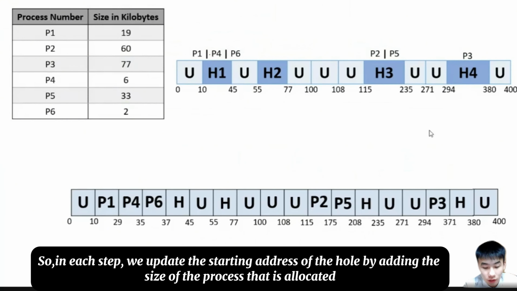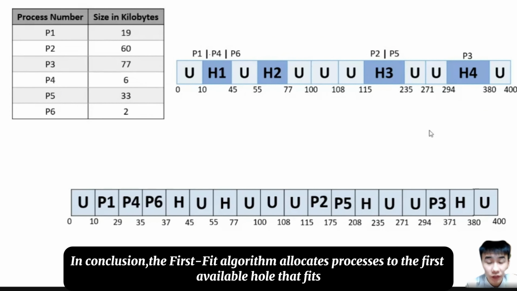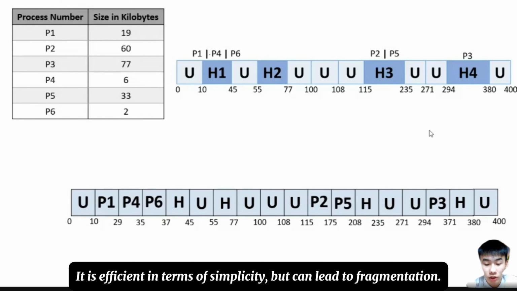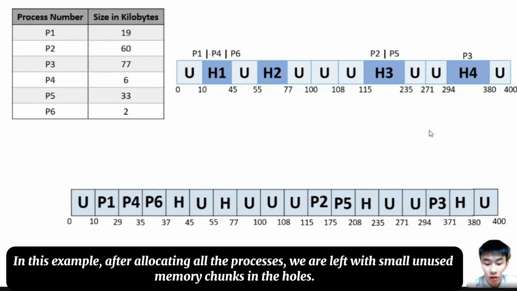So in this step, we update the starting address of the hole by adding the size of the process that is allocated. This helps visualize how the memory is being filled up and how much free space, hole, remains after each allocation. So in conclusion, the first fit algorithm allocates a process to the first available hole that fits. It is efficient in terms of simplicity but can lead to fragmentation. In this example, after allocating all the processes, we are left with small unused memory chunks in the holes.